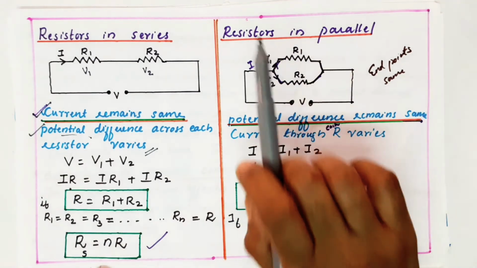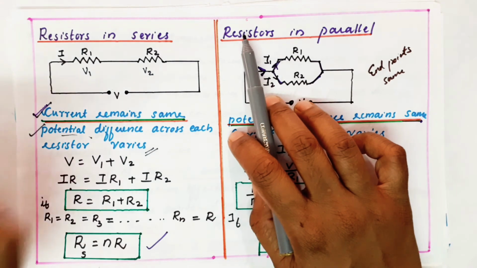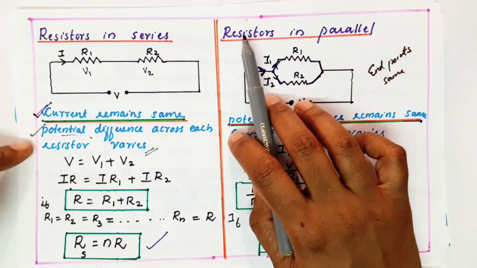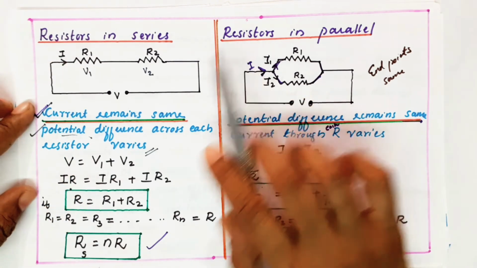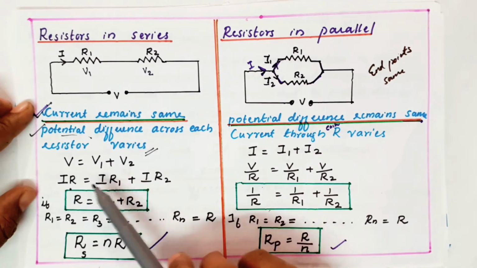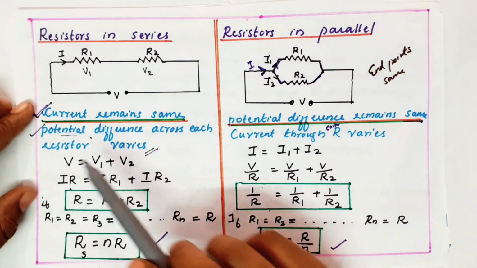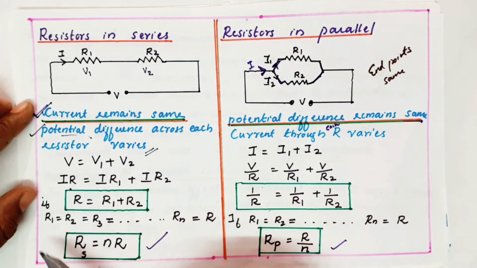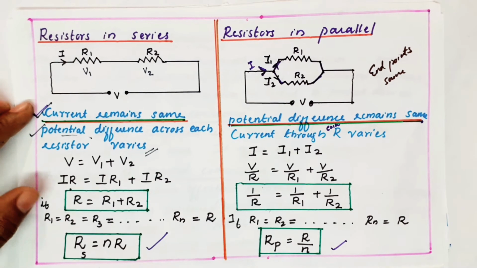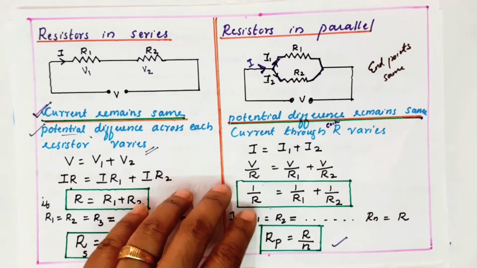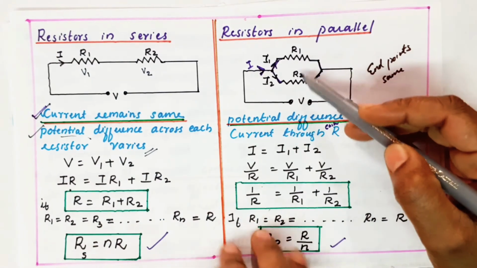So I'll revise it again. I told you about the series connection. In series connection, current remains the same, voltage is different. The voltage across each resistor is different. We are taking here the total voltage is V. That V is shared among two resistors, that is V1 and V2. Then apply your Ohm's law. I gets cancelled. So R equals R1 plus R2. If you are using more resistors, you have to take that all are the same. R1, R2, R3, if all are equal to R, what will be the effective resistance? RS equals nR. Clear?